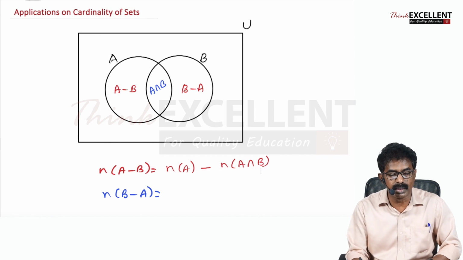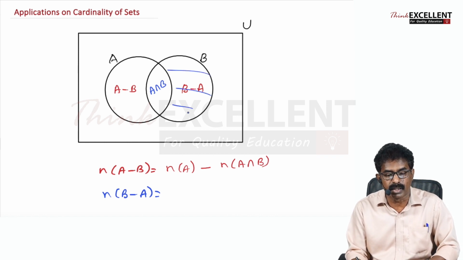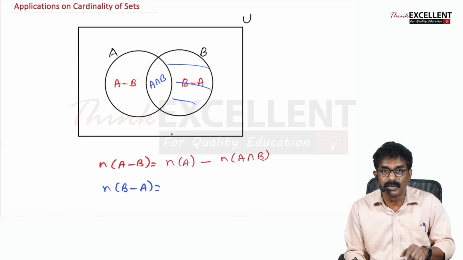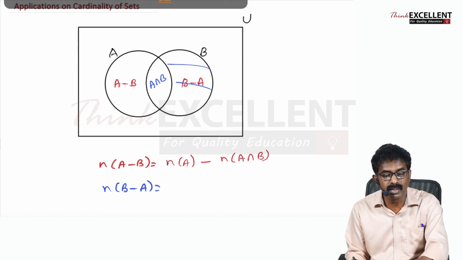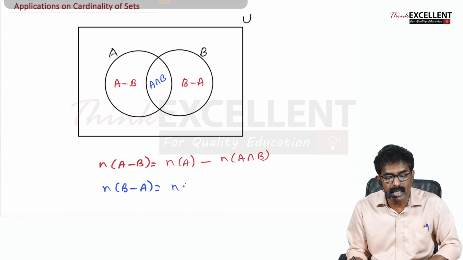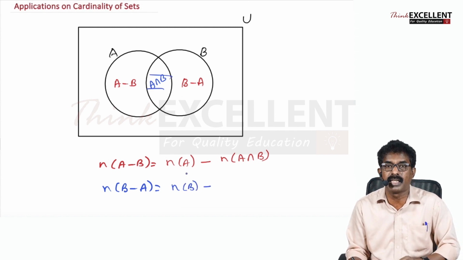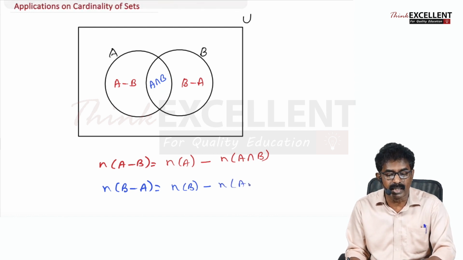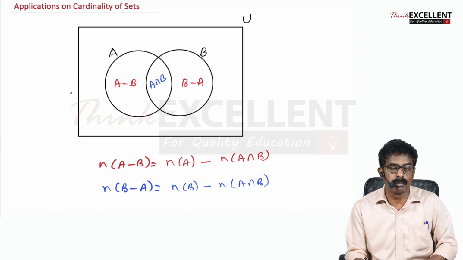Same way, please listen, N of B minus A, this portion. I want only that portion. So that is in which set? B. So from B, you have to remove something. Which one? N of B minus, from the total B, remove this portion. What is that? A intersection B. So minus N of A intersection B, you will get B minus A.